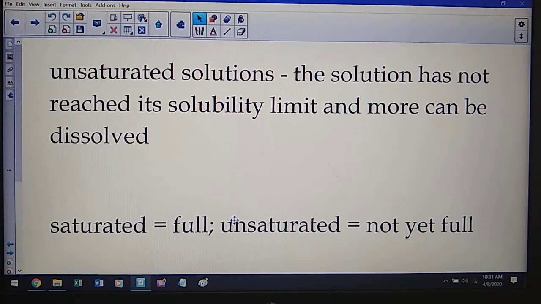However, if you haven't reached that saturation limit yet, you are called unsaturated. You can dissolve more solute. So saturated means full, and unsaturated means not yet full.